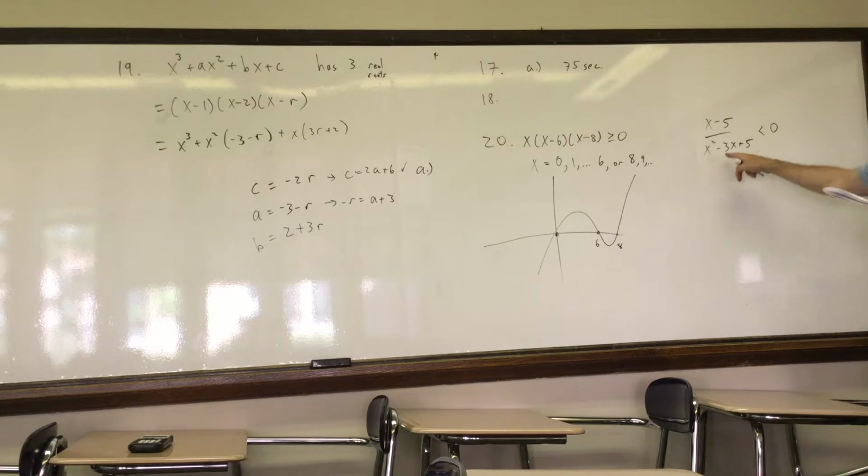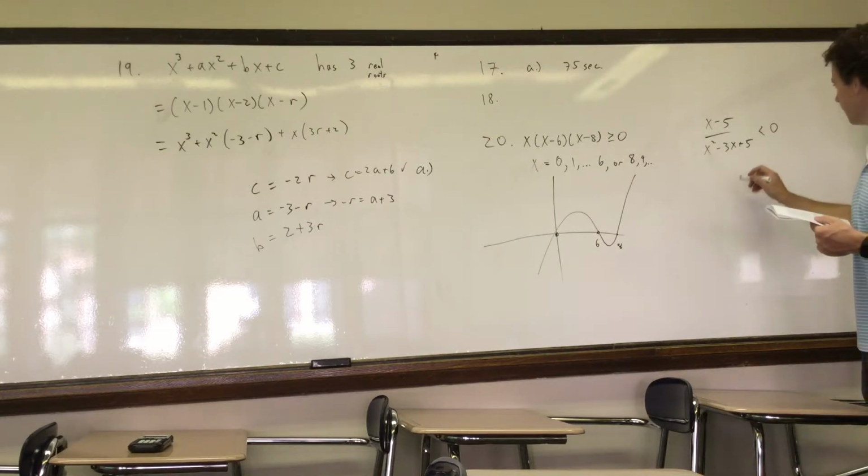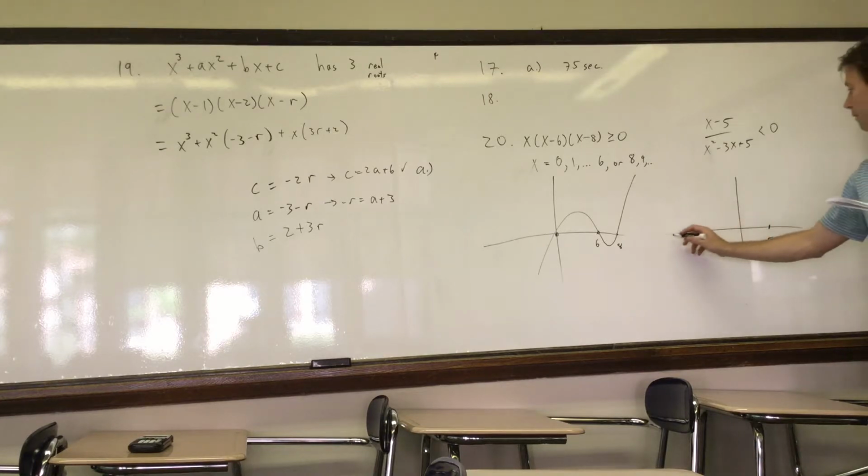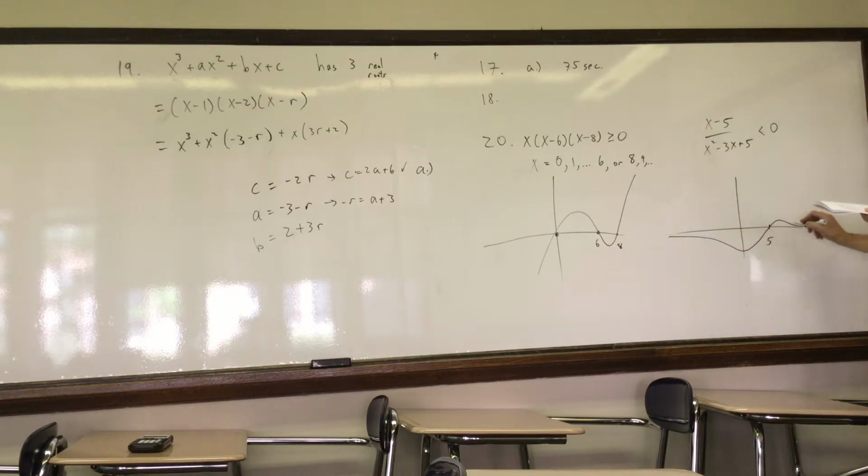If I try to factor this denominator, I will find no roots. 3 squared minus 20 is a negative number, so this quadratic is always positive. So this is a rational function. It has a 0 when x is 5. Its end behavior is it approaches 0 and it's positive when x is bigger than 5, and it approaches 0 and it's negative when x is less than 5. So in total, the graph looks something like this.